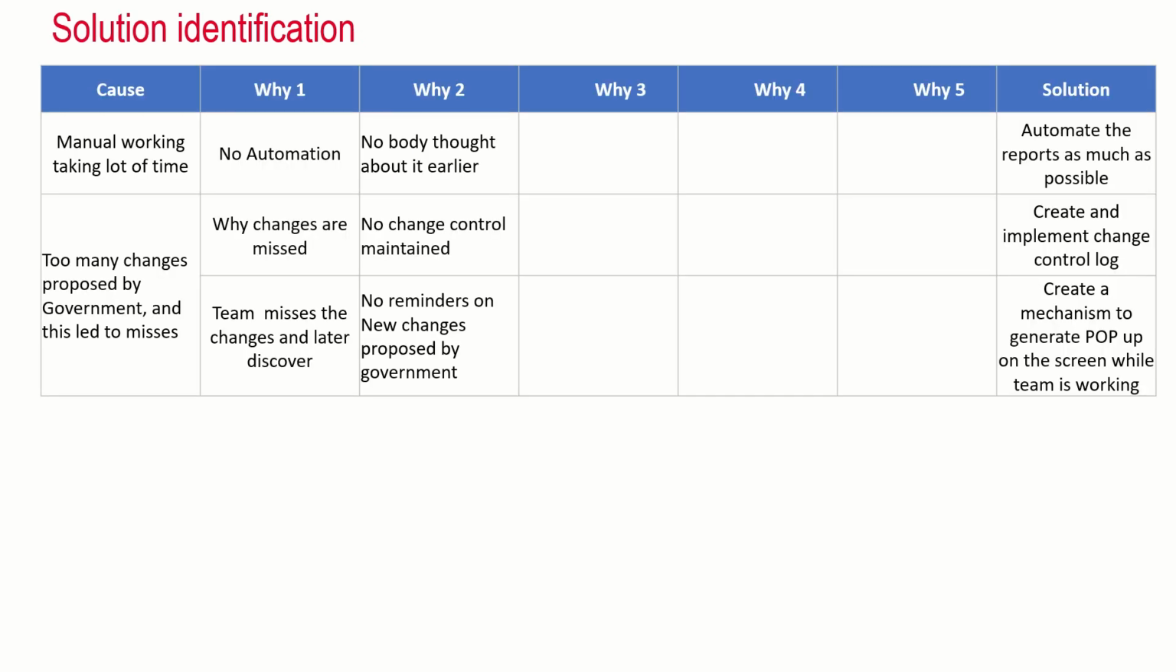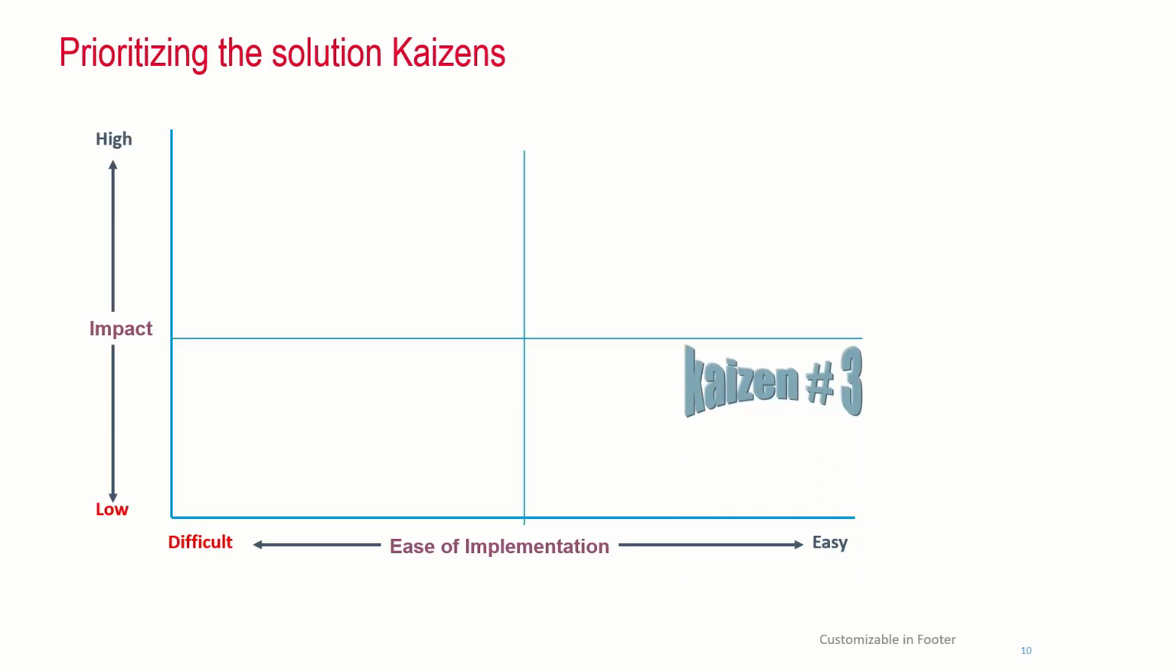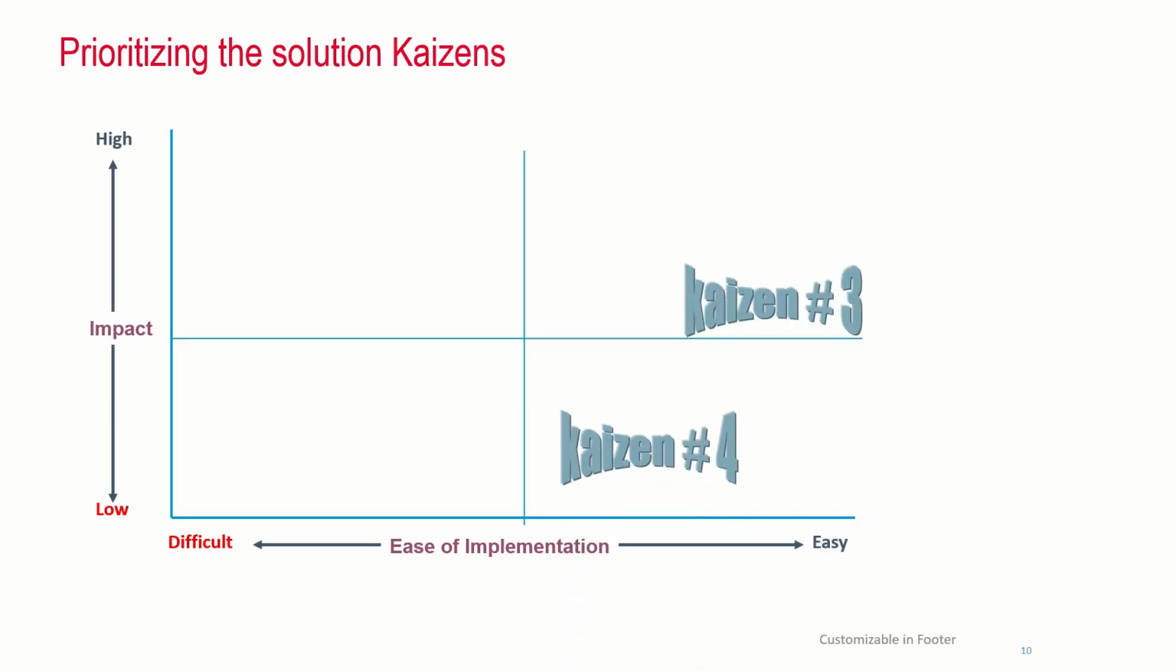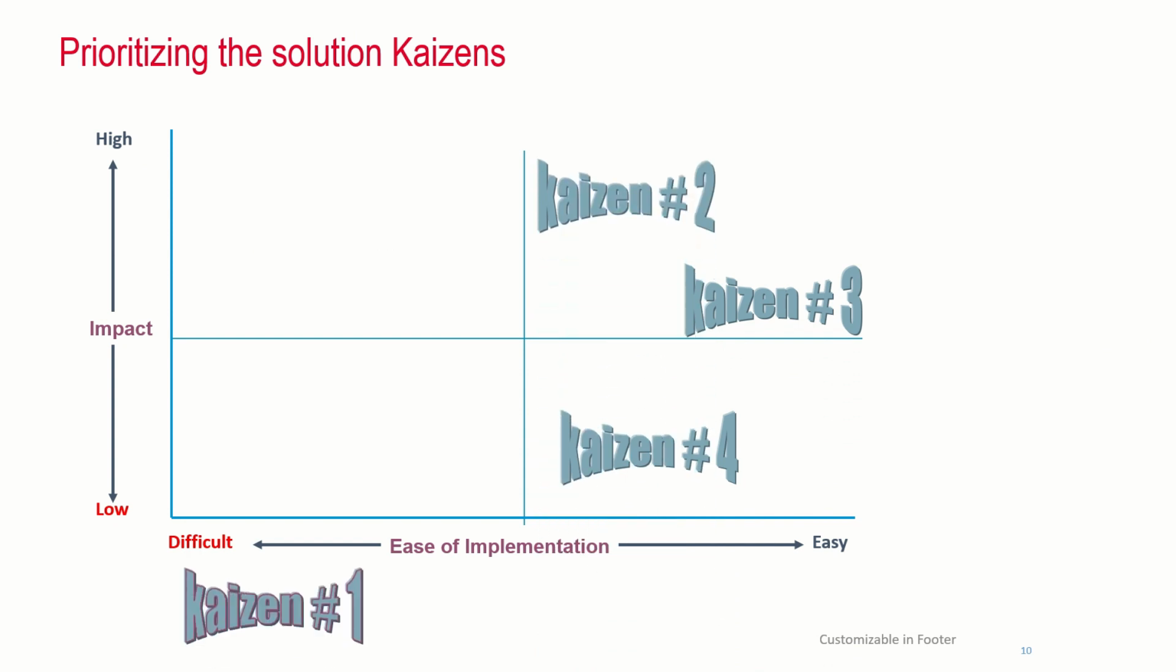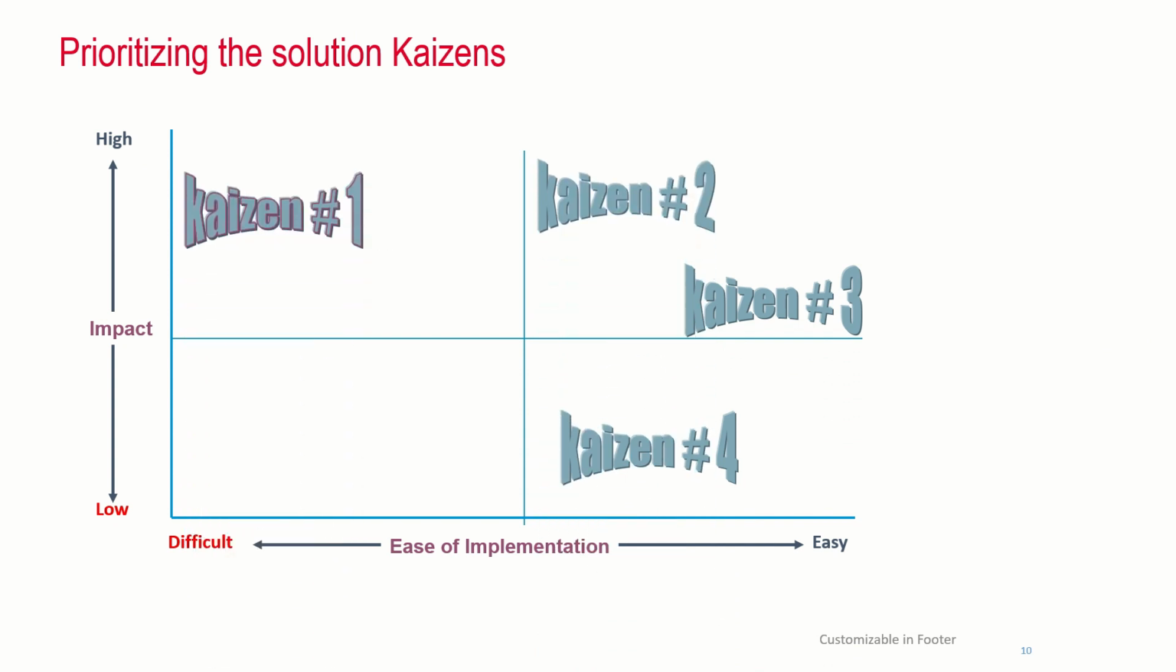Identifying the solution with the help of YY analysis, like automation, create and implement change in the control log, and there are other mechanisms to generate a pop-up on the screen while the team is working so that they don't miss any of these things and they don't have to do the rework again. So some of the ideas can be identified with the help of YY analysis. Kaizen prioritization can be done with the help of ease impact. So what is easy to implement and which has a greater impact should be implemented first.